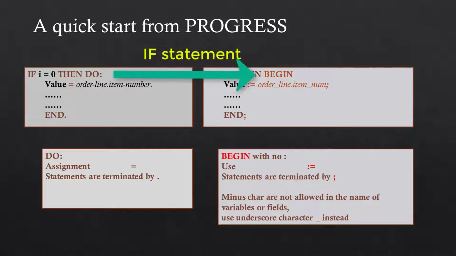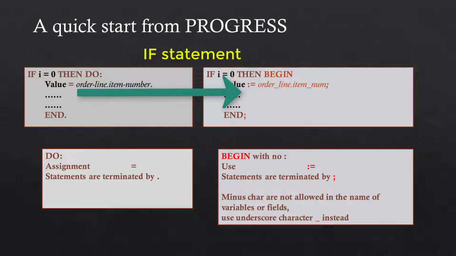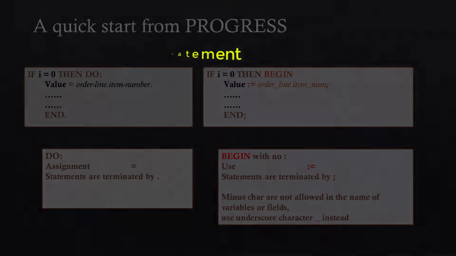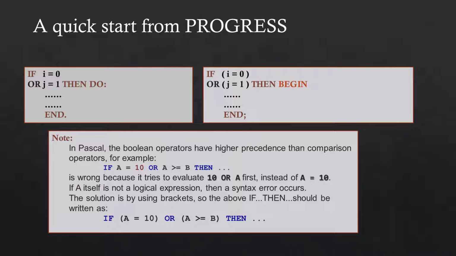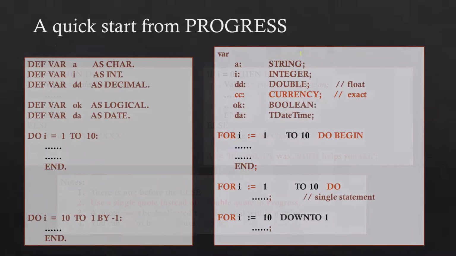Begin replaces the do. Colon-equals is used for variable assignment. A semicolon ends a line. In the if-then-else syntax, the precedence of the operators is different. Text values use the apostrophe and not the quotation marks.